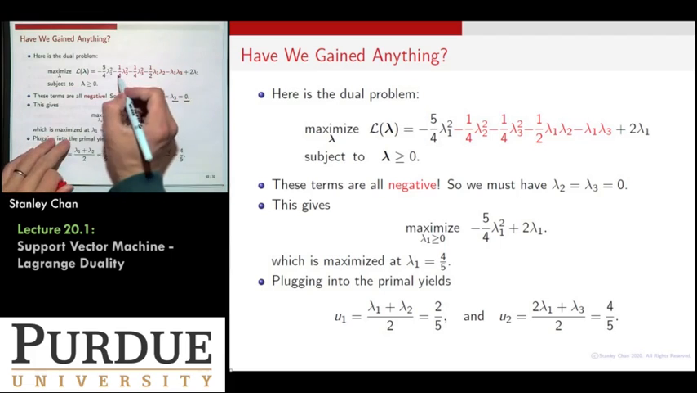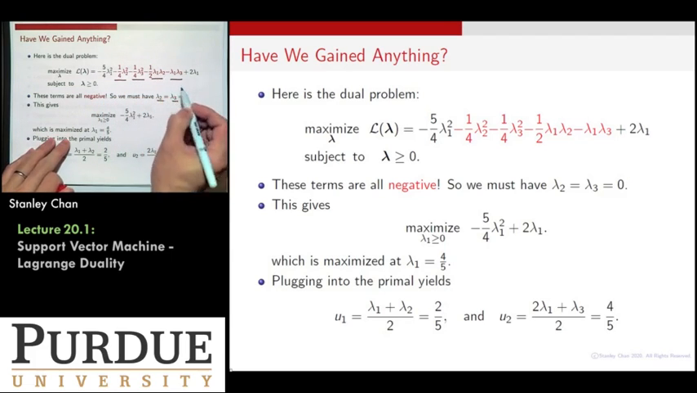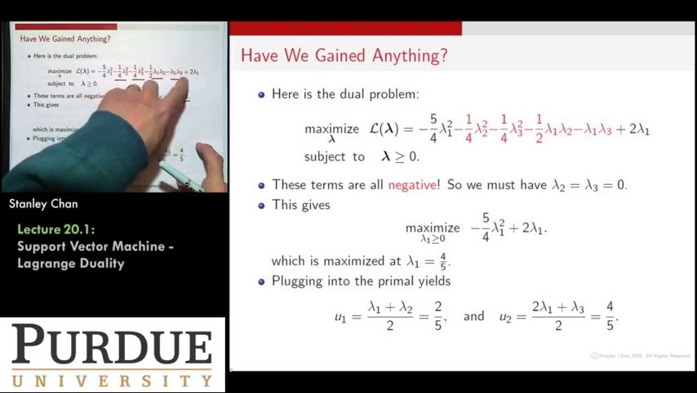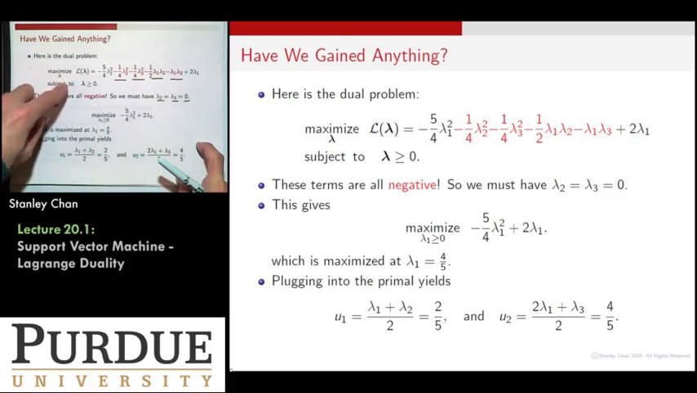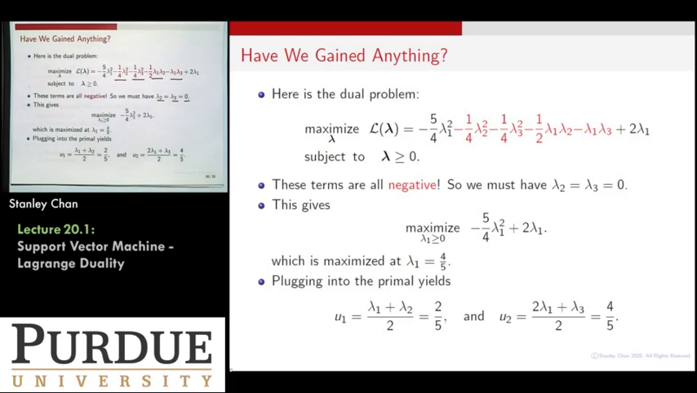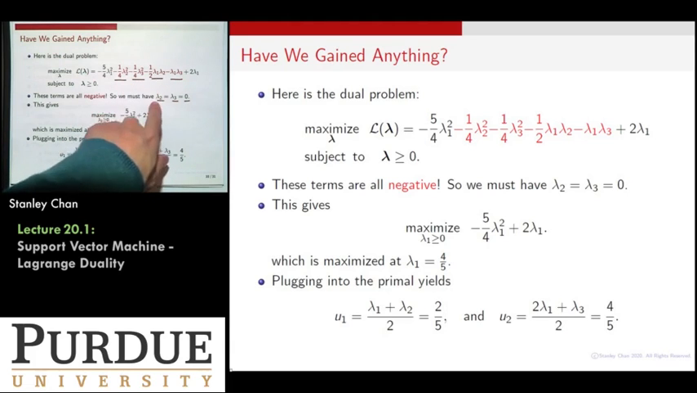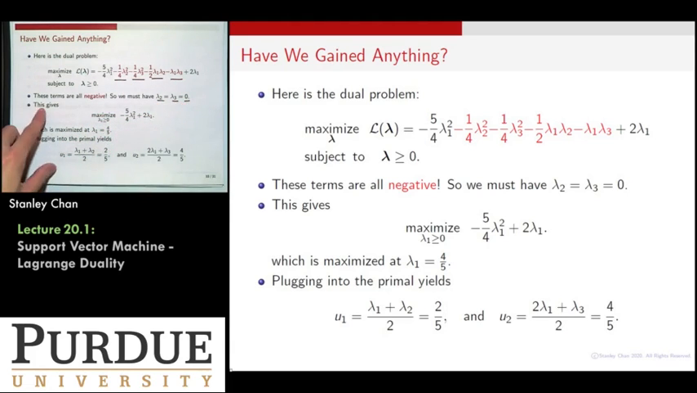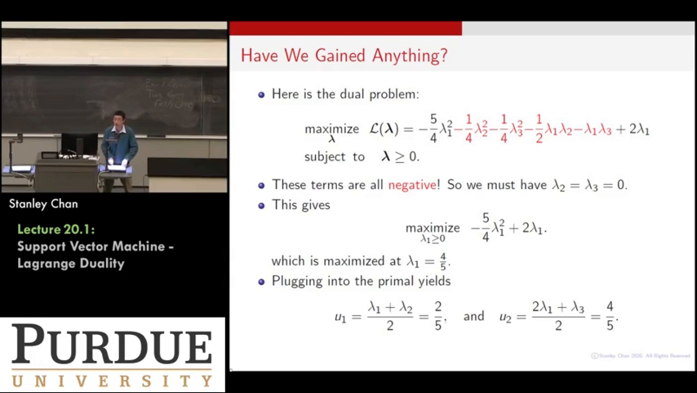Because these four terms are always negative, since the lambdas are always positive. If you don't choose them to be 0, then it will become unbounded below, and then you don't have a solution. Therefore, you choose lambda 2 and lambda 3 to be 0. Then this problem can be simplified to this, and it is fairly straightforward. It's just a quadratic equation in one variable. Take the gradient, set it to 0, and get lambda 1 equals 4 over 5. Then you can find u1 and u2 by just substituting lambda 1, lambda 2, and lambda 3.